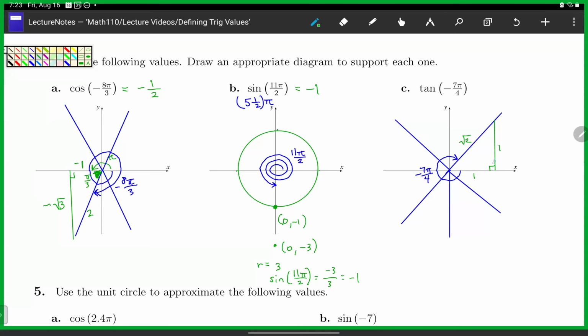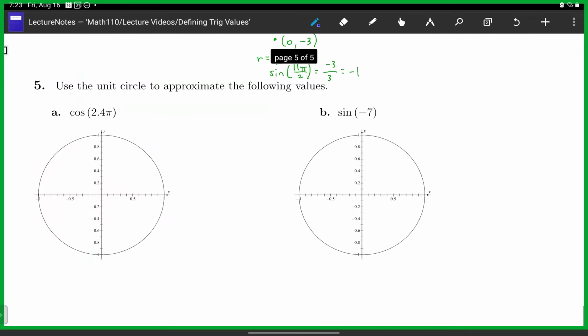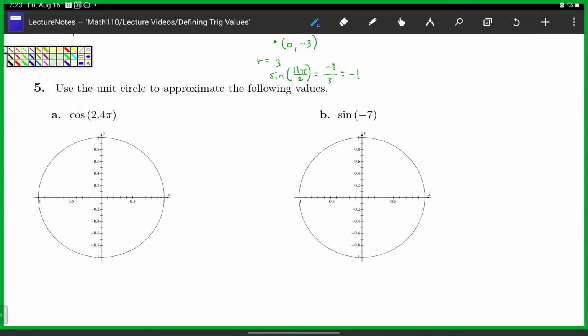And think about the signs. Both x and y are positive in this quadrant. So this is going to be just opposite over adjacent, which is 1 divided by 1, or just 1. Finally, last thing is we're going to use the unit circle to approximate some values.